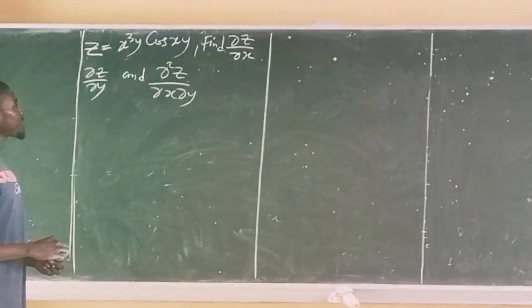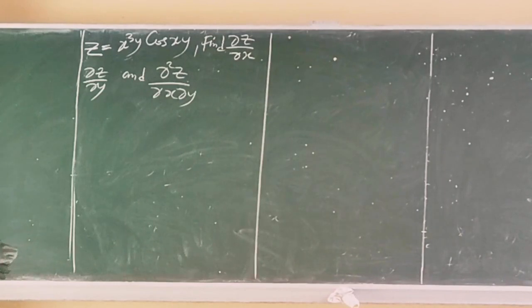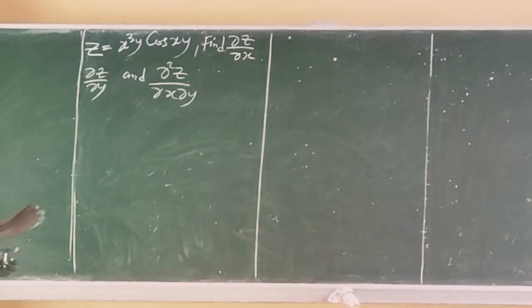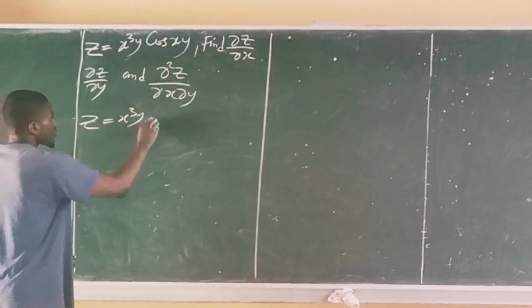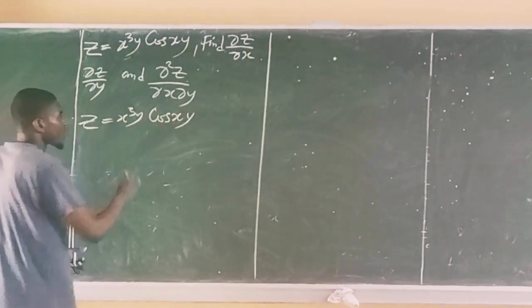Now let's say we have a problem z equal to x cubed y plus xy, and we are asked to find partial z partial x, partial z partial y, and partial square z partial x partial y. Okay? We have z equal to x cubed y plus xy.